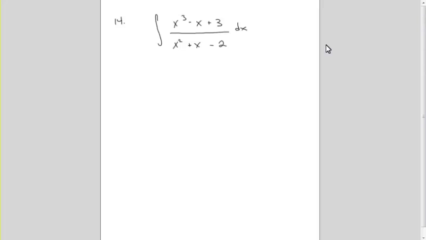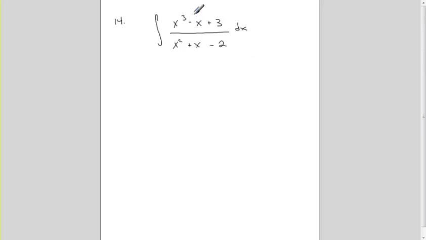This is problem 14, section 8.5, partial fractions. So first we look at this, it's different than what we've seen before in that the numerator has x cubed. Up to this point we've had like 1 or 2 or 3, some constant over that. So the question is, what do we do?